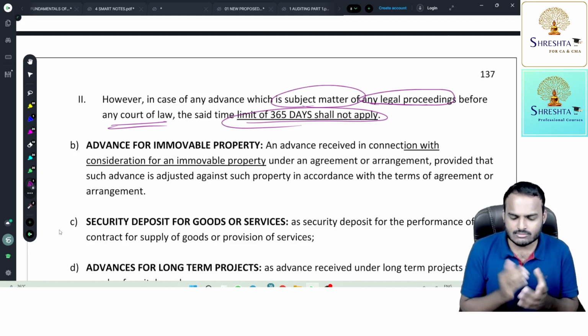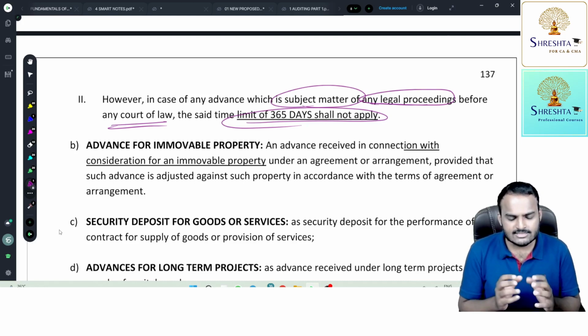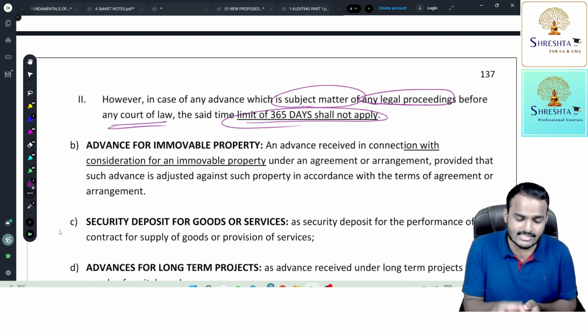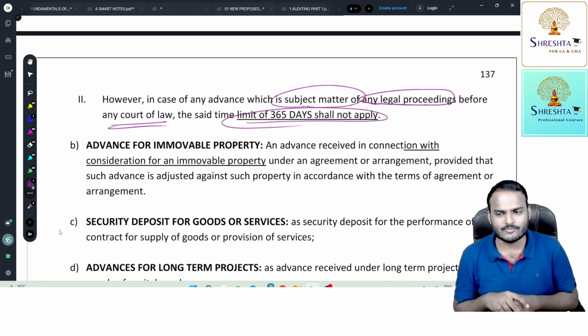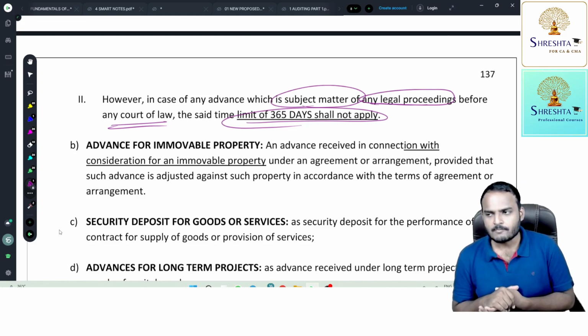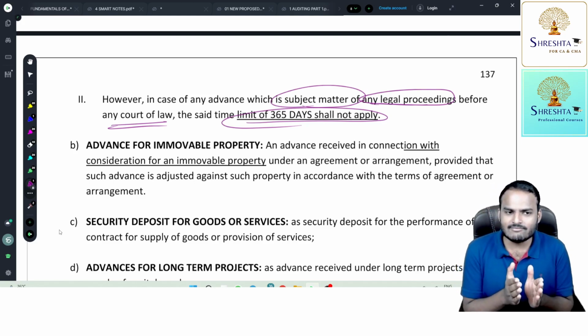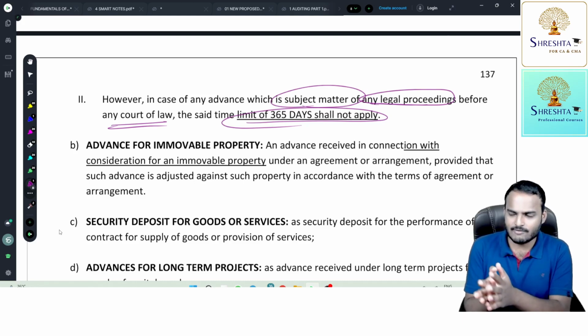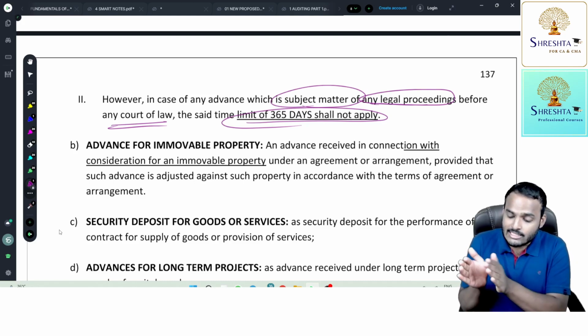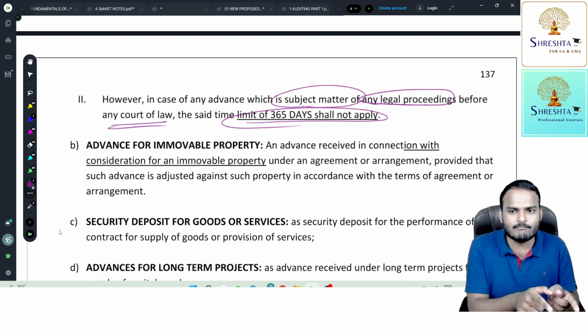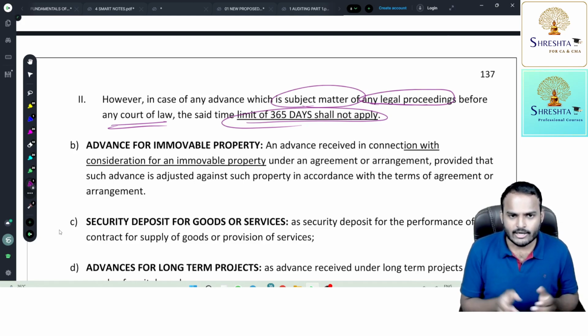You're getting my point? So GMR Infra, advance received in connection with consideration for an immovable property under an agreement or arrangement, provided that such advance is adjusted against such property in accordance with the terms of the agreement or arrangement. And you can see in the capital gains chapter also, income tax, capital gains, transfer of property, where the buyer will pay some 25% advance for purchase of property, and after 45 to 60 days, the buyer will pay the balance amount. Now the seller will register the property in the name of the buyer. Yes or no? Point of taxation, I'm talking about point of taxation, right?